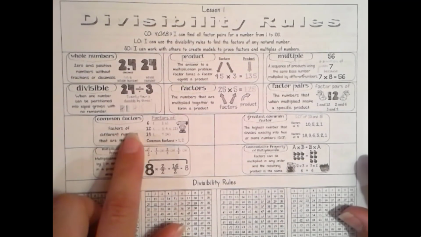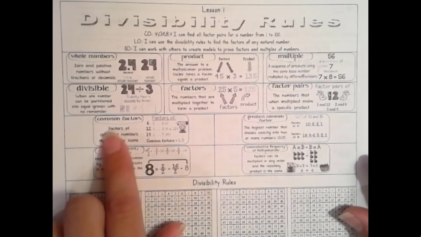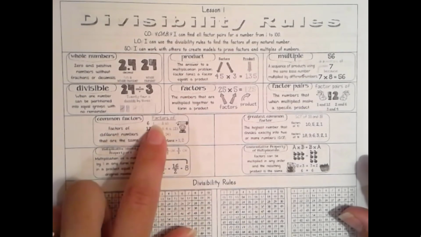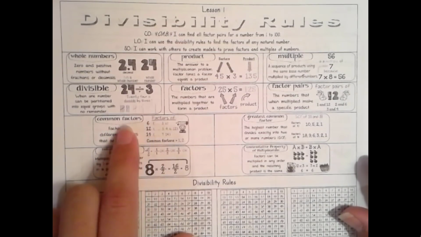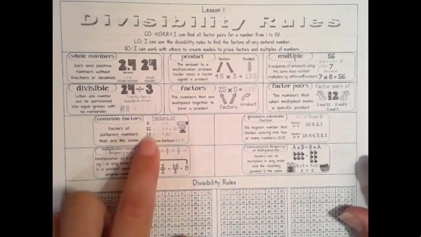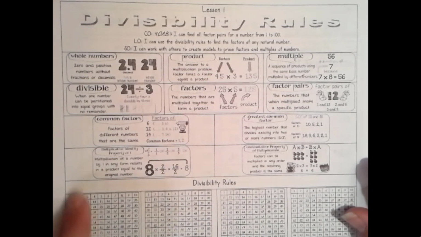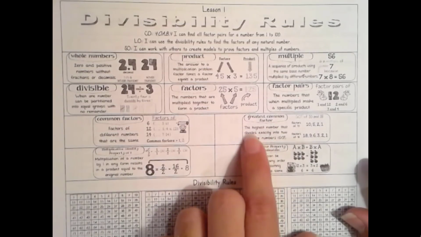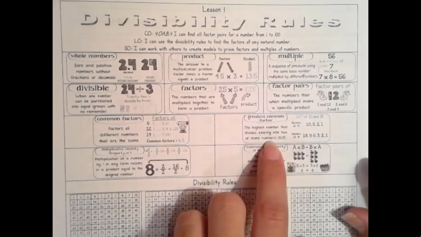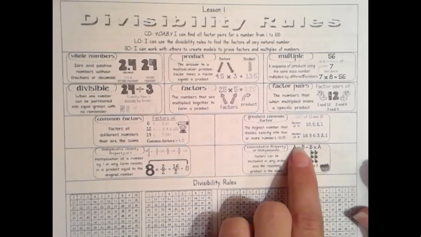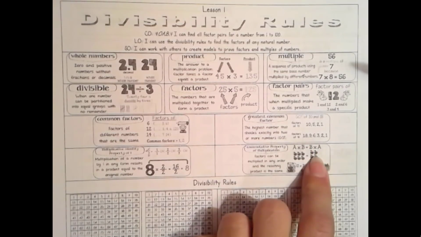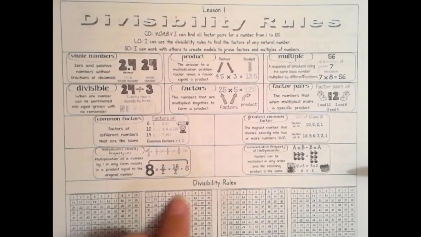We have common factors, factors of different numbers that are the same. So in 6, 12, and 14, 2 is a common factor. In 6 and 12, 3 is a common factor, and 6 is a common factor. Also 1 is a common factor for all of them. And we have greatest common factor, the highest number that divides exactly into 2 or more numbers. So the greatest common factor of 10 and 18? Well, the number that appears in both is 2. It's the greatest common factor.